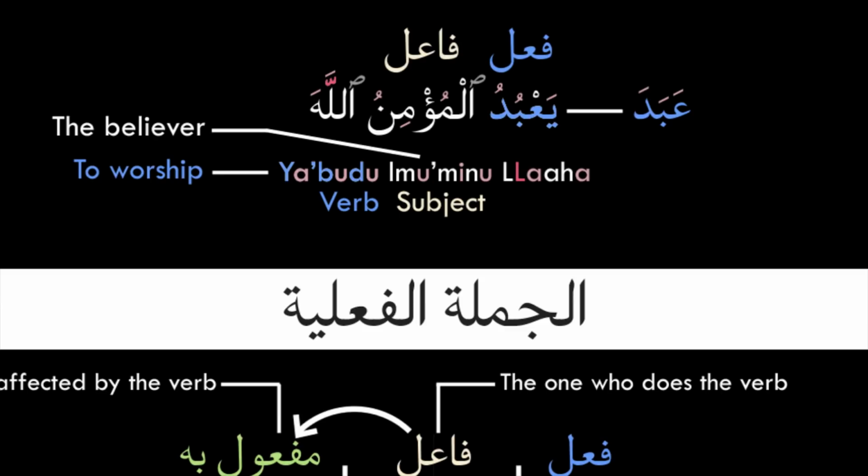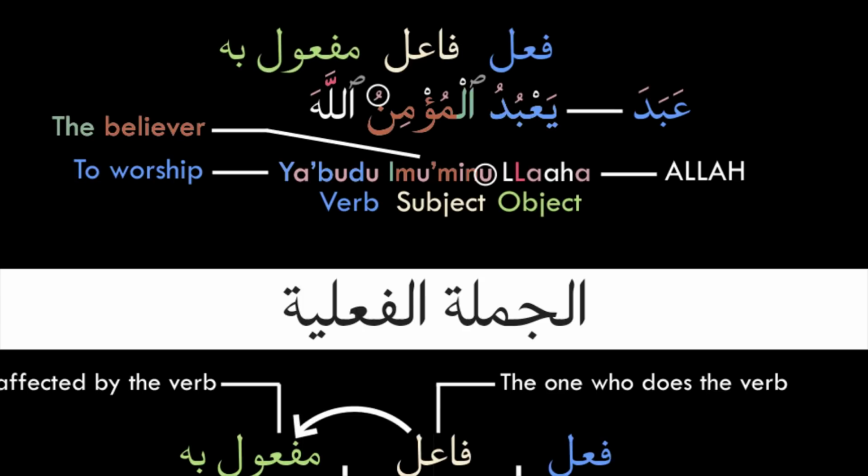Note that if al-fa'il comes as a visible noun, like here, al-mu'min, it has always to end with dhamma, always. Alright, the believer worships. Worships whom? Worships Allah. So Allah here is the object, or al-maf'ulu bih. Also notice that if al-maf'ulu bih comes as a visible noun, like Allah here, it has always to end with a fatha, always.